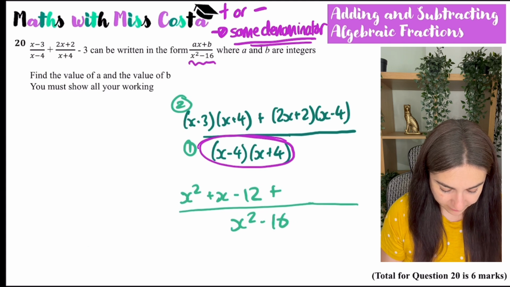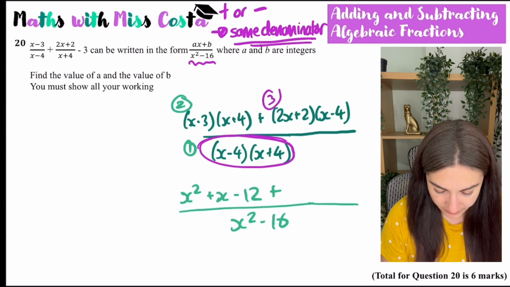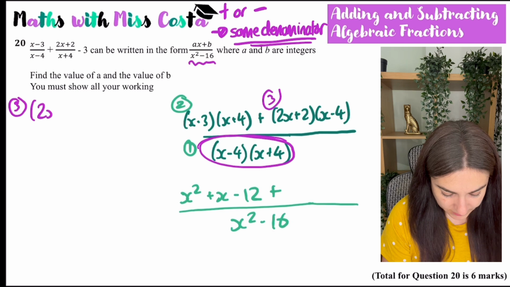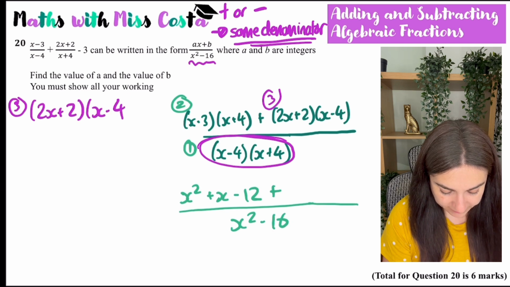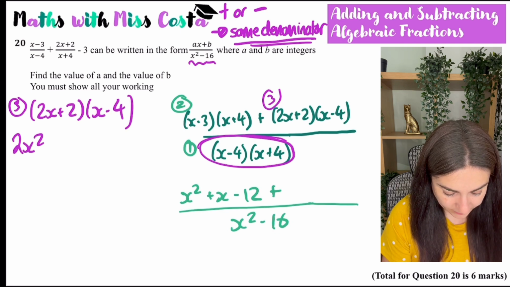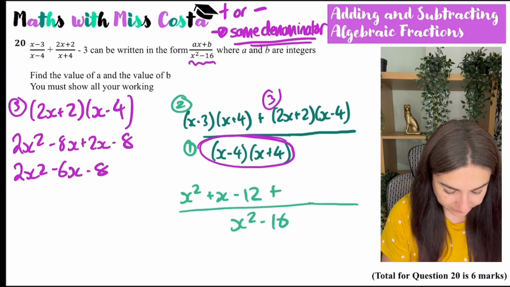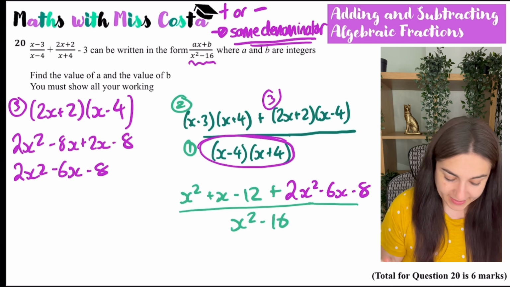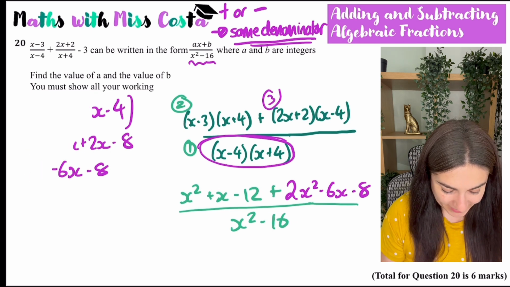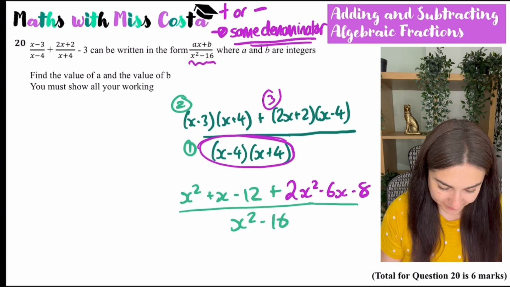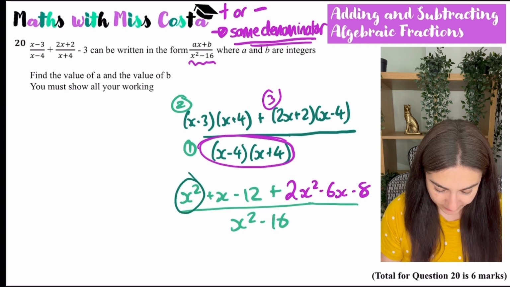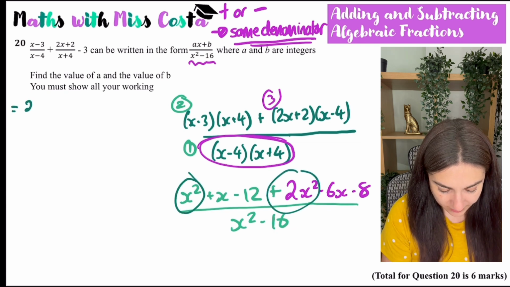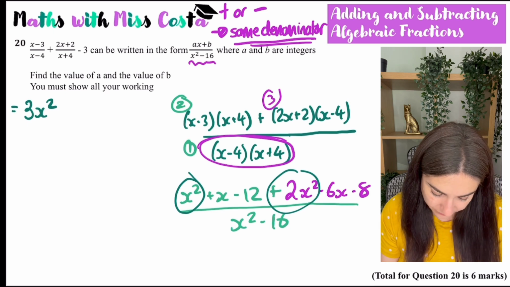Now let's do the working out for the third part. So this part here, 2x plus 2, x minus 4, expand it, that would be 2x squared minus 8x plus 2x minus 8. Simplify, so minus 8x plus 2x is minus 6x. So then you've got this, 2x squared minus 6x minus 8. Now we can see if we can simplify it. So x squared plus 2x squared would give me 3x squared.